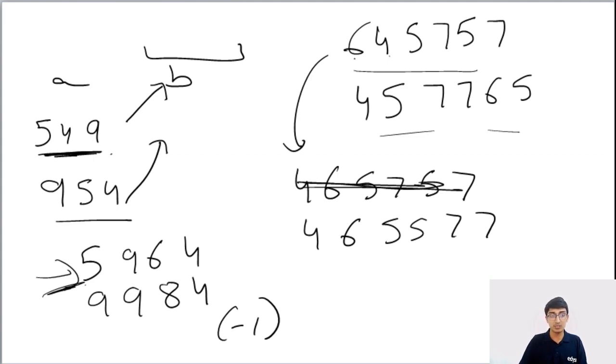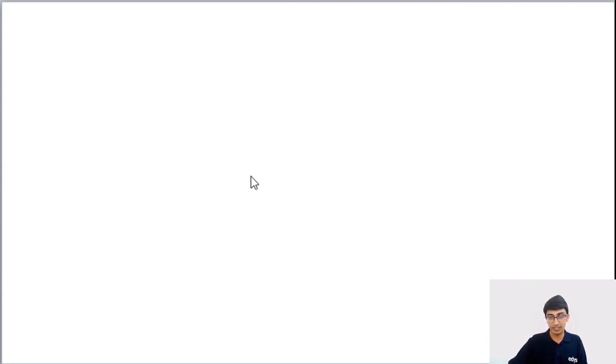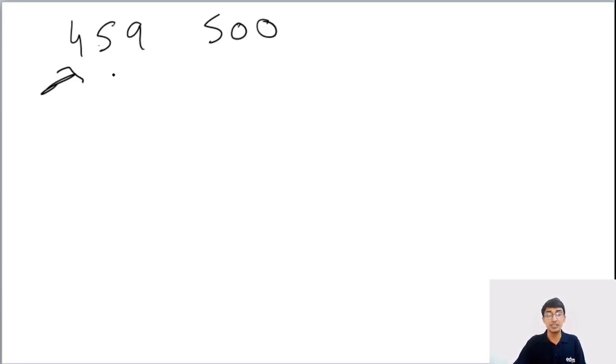The easiest way to do it is, let's say we take the number 549. What was the test case that was given to us over there? It was 459 and 500. We have to interchange the digits here. The easiest thing you can do is generate all of the permutations of this and see which one is the least number greater than 500.